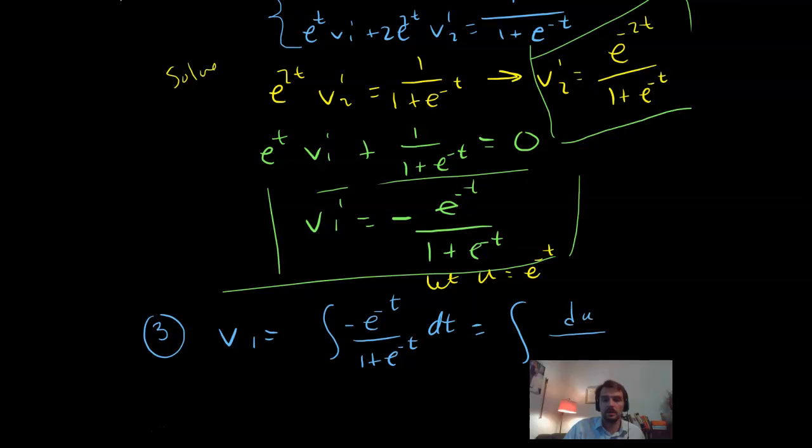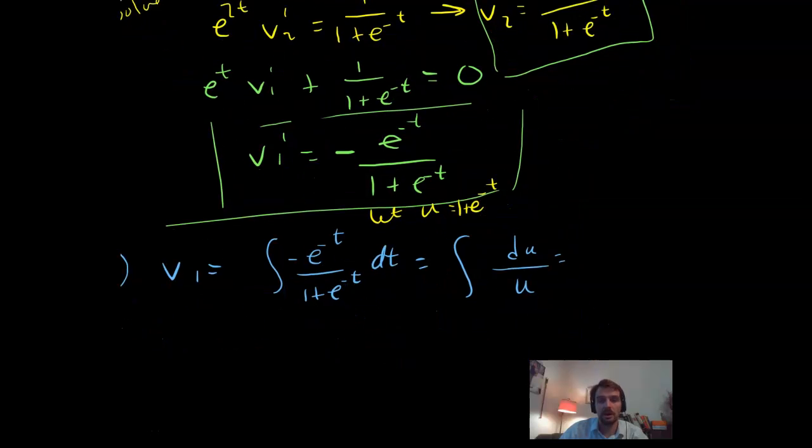du over, actually this might even be a better substitution. It doesn't make a difference, but if we let u be 1 plus e to the negative t, then the whole thing just turns into u. So this just gives you the natural log of that. So the natural log of 1 plus e to the negative t. And that's always positive, so the absolute values are kind of redundant. So there's v1.